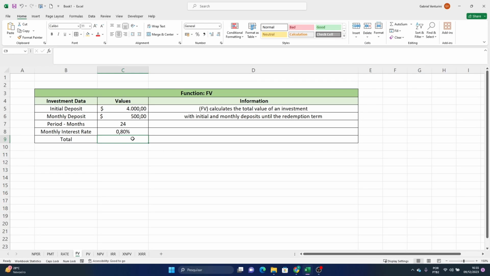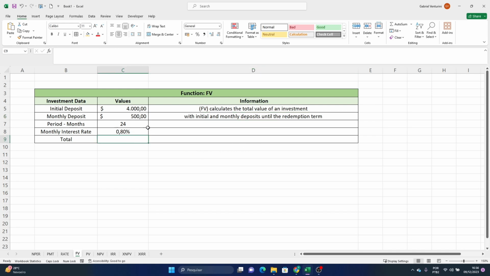You can use the future value with periodic and constant payments, or with the payment of a single amount as well. So, in this example, we will verify it with the case here. Here I have the investment data, values, and information: my initial deposit, my monthly deposit, the number of periods, and the interest rate. Here, the future value calculates the total value of the investment, based on the initial deposit and the monthly deposits until the end of the period.